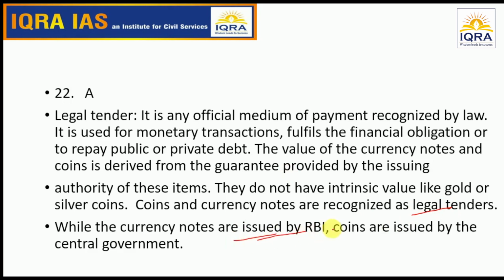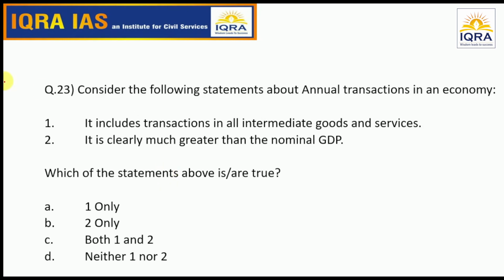So currency, RBI issues currency notes, whereas coins are issued by the central government. So both are there. Question number 23. Consider the following statements about annual transactions in an economy. Number one, it includes transaction in all intermediate goods and services. Second, it is clearly much greater than nominal GDP. So here, prima facie, both the statements are correct.